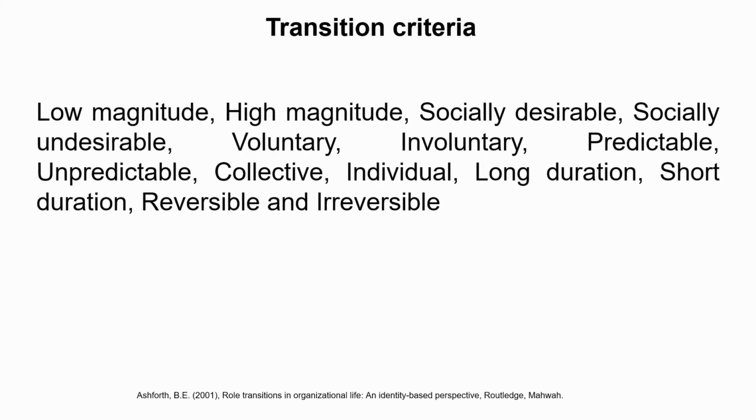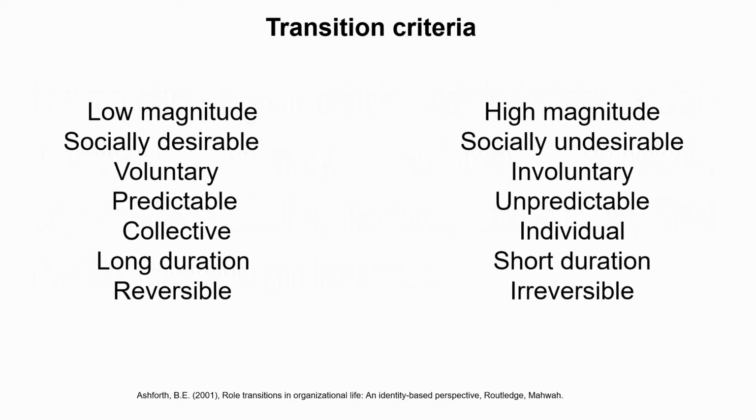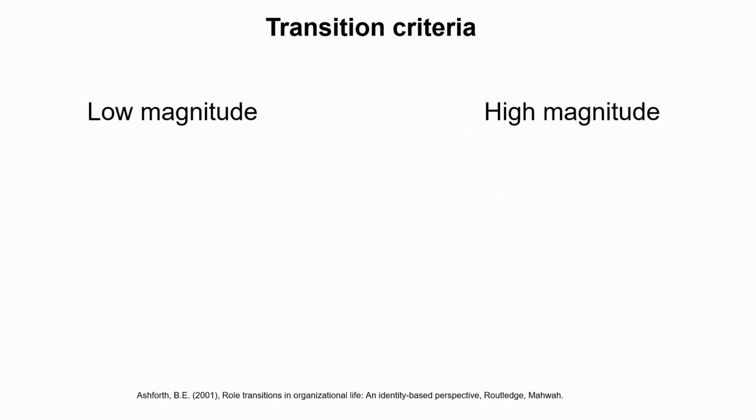Here I present the attributes that Ashford listed as transition attributes in his work Role Transitions in Organizational Life, an identity-based perspective. Each criterion is cast as a continuum. For instance, in low magnitude versus high magnitude, magnitude refers to the degree of role contrast, for example, leaving one company to start a similar job in another company, or leaving a company to start a totally different job. The magnitude of the latter would be significantly greater than that of the former.